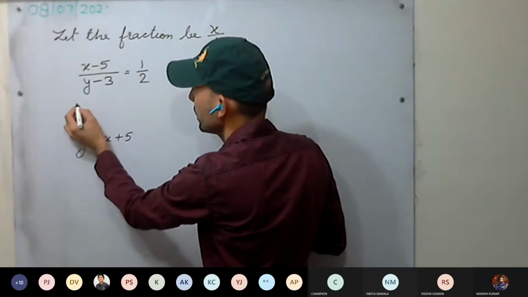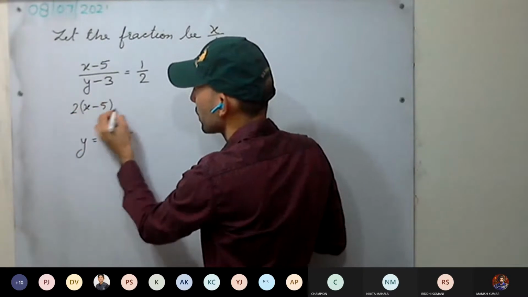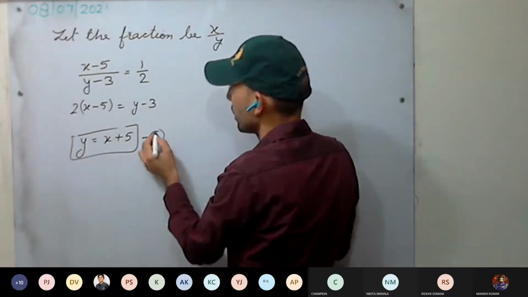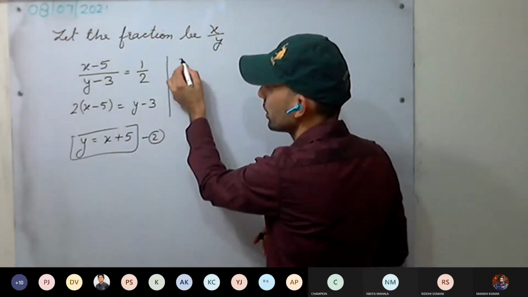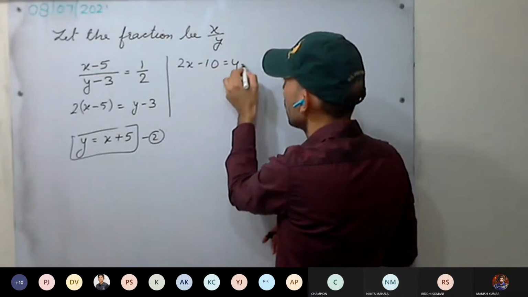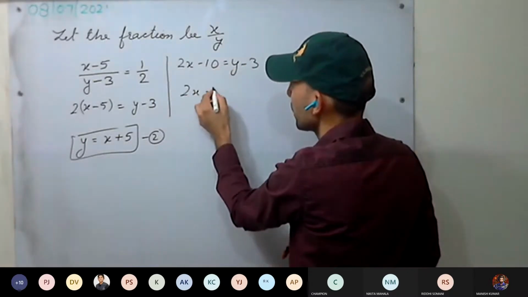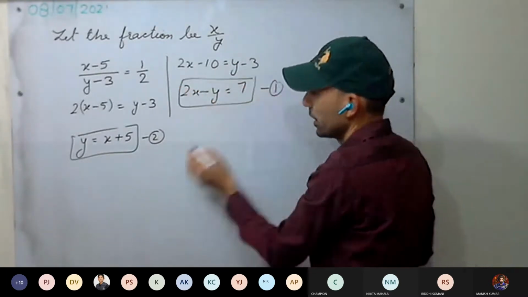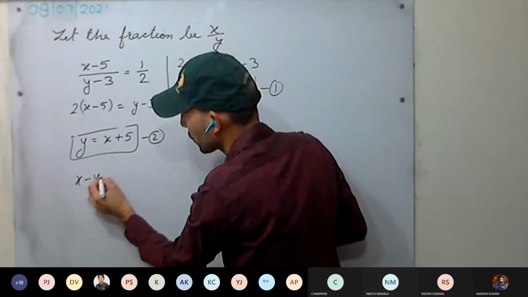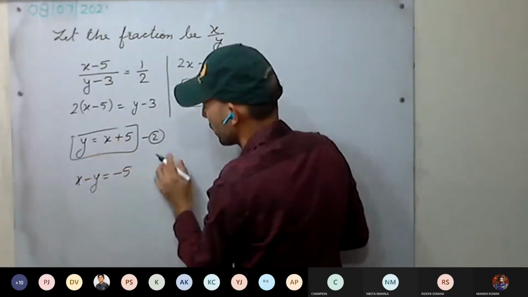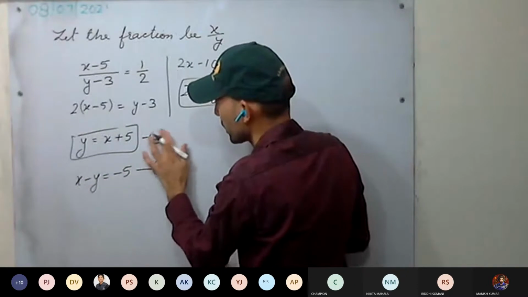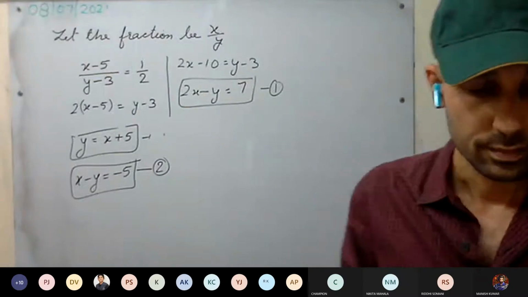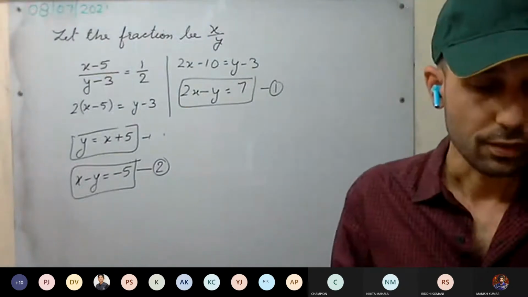So cross multiply this one. 2 times (x minus 5) equal to y minus 3. Okay, this is our first equation. Solve this equation. It will be 2x minus 10 equal to y minus 3, so 2x minus y equal to 7. Second equation, we can write x minus y equal to minus 5. So this will be our second equation. Understood this one?